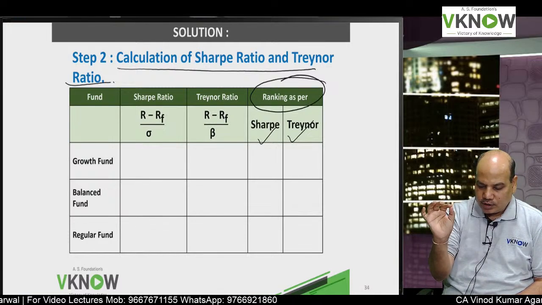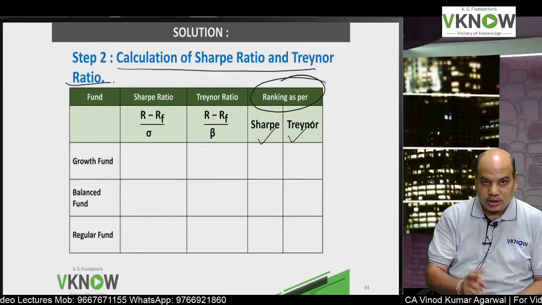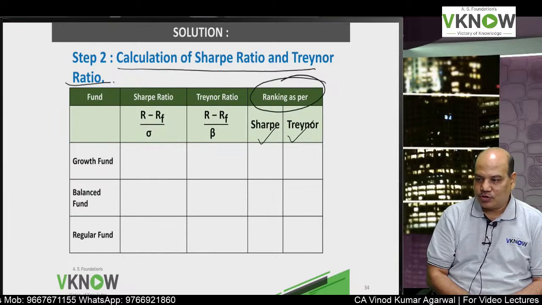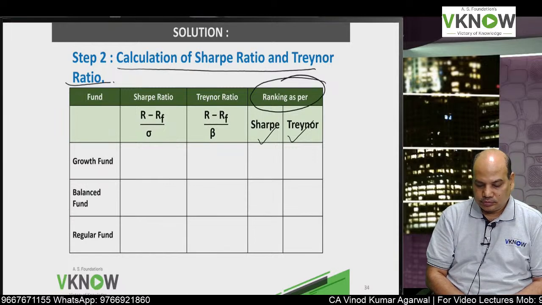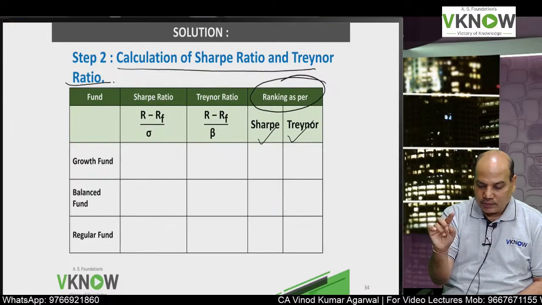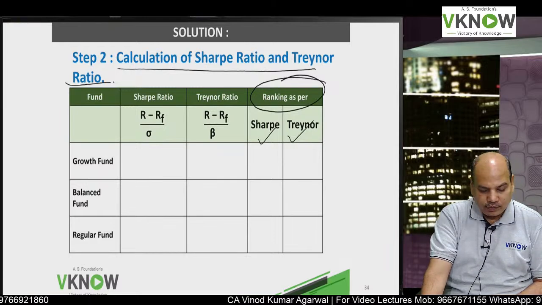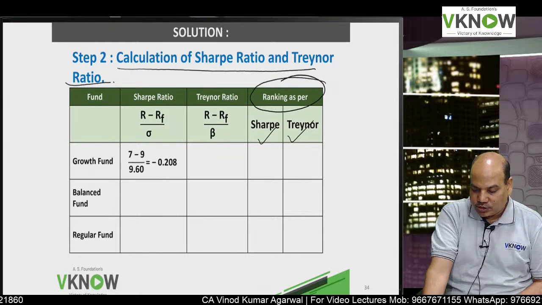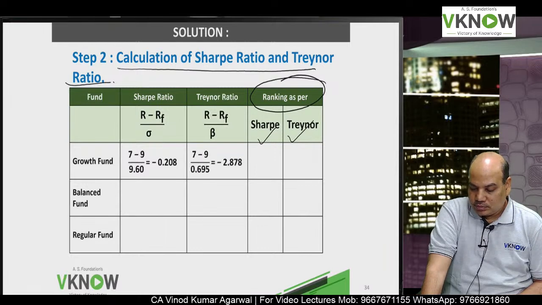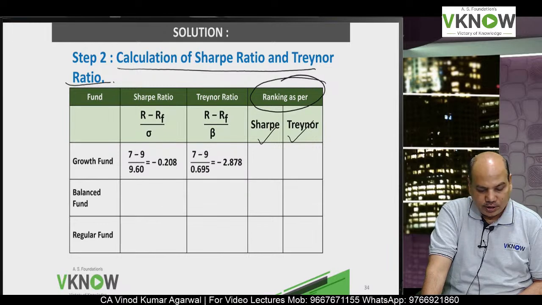Draw the format first. Fund, Sharpe ratio, Treynor ratio, ranking. Under ranking, draw two columns, Sharpe, Treynor. First write down growth fund. Growth fund R minus RF. Look at the question. Return is 7. Risk-free return is 9. 7 minus 9 divided by standard deviation 9.60. 0.208. Treynor ratio 7 minus 9 divided by 0.695 beta.